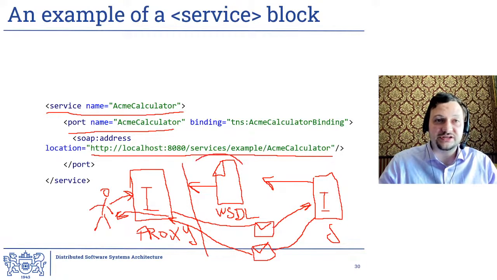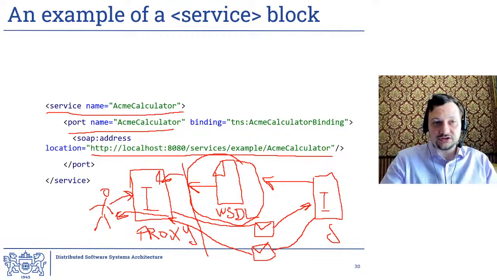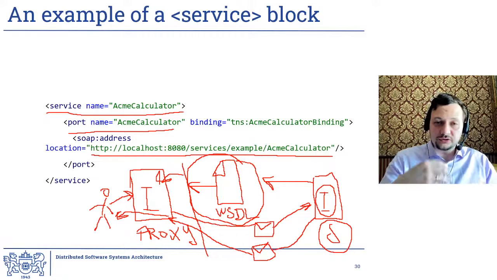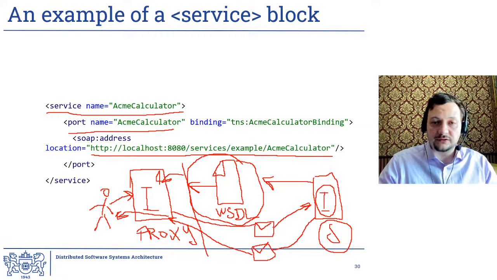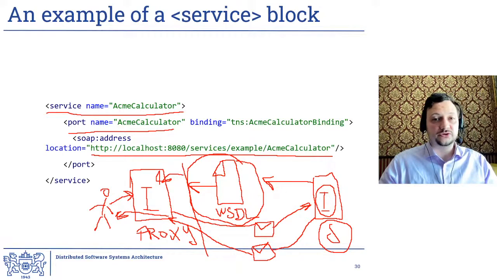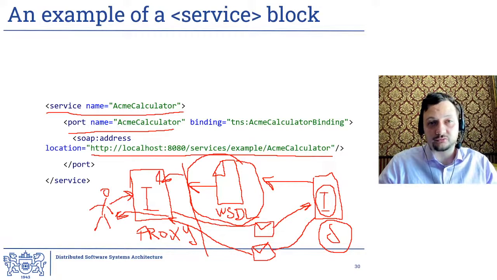The WSDL document is the only document that is necessary to create this proxy, because in this document we defined everything. We defined where this service is located. We defined all the interface parameters. What are the names of the remote procedures? What are the names of the parameters that you need to pass? What are the types of the parameters that you should use to call the remote procedure?